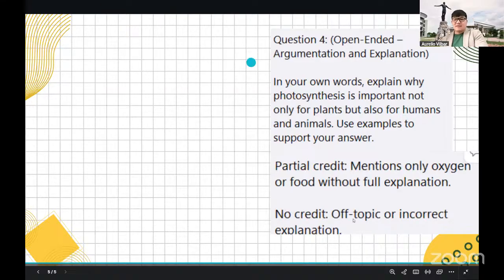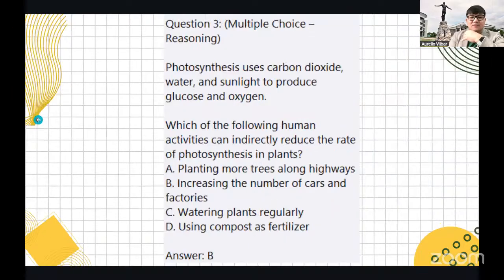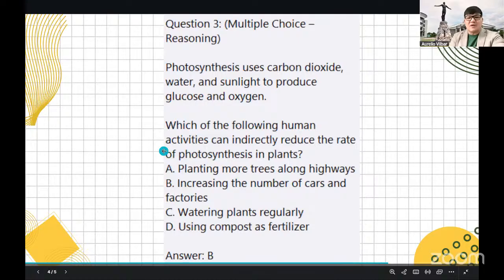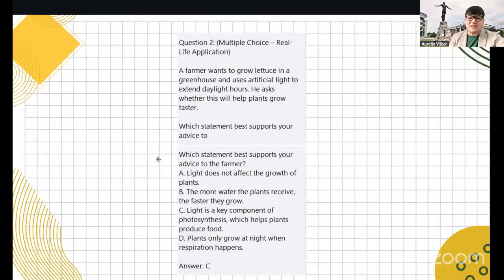Wow, it really looks like PISA. Tapos paki-click before na question number 4. I really like question number 3. Can you please show question number 3? Yung advice to the farmer, which of the following human activities that supports the advice to the farmer? Parang ito yung mga sample ng mga PISA test. Ang galing ng pagkagawa. Like, why, the situation, plus anong scientific results. So, very ready na po kayo sa PISA.